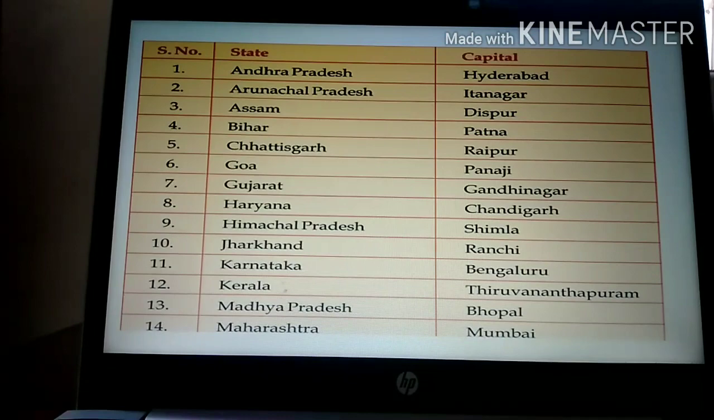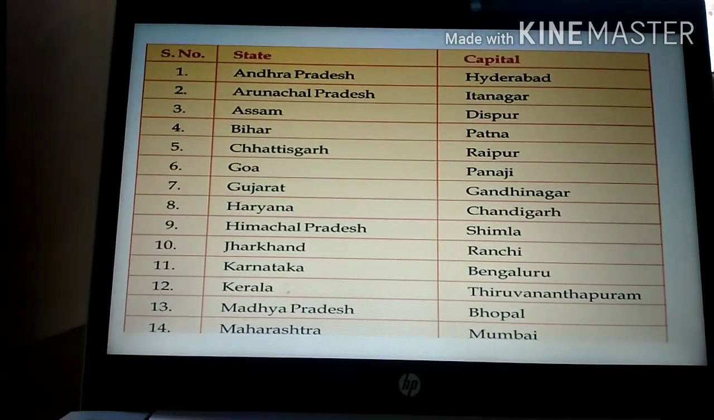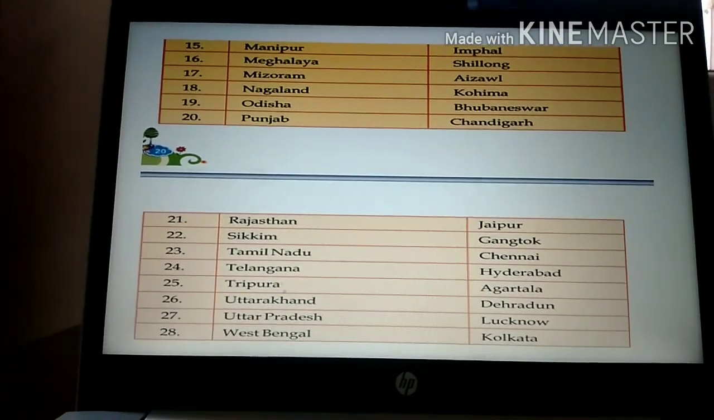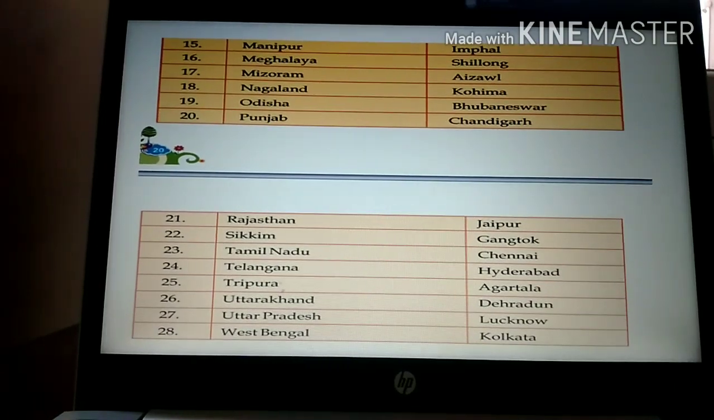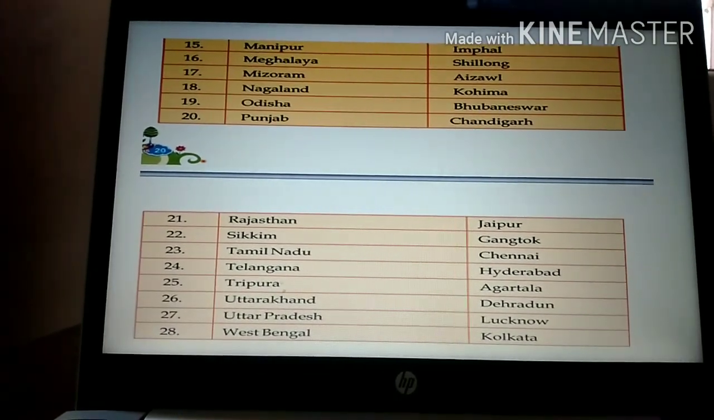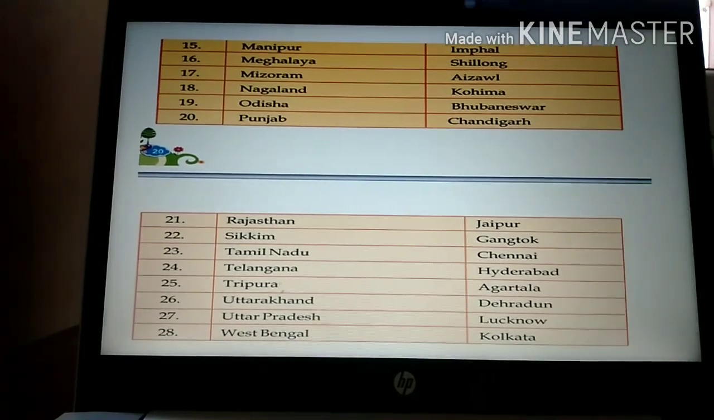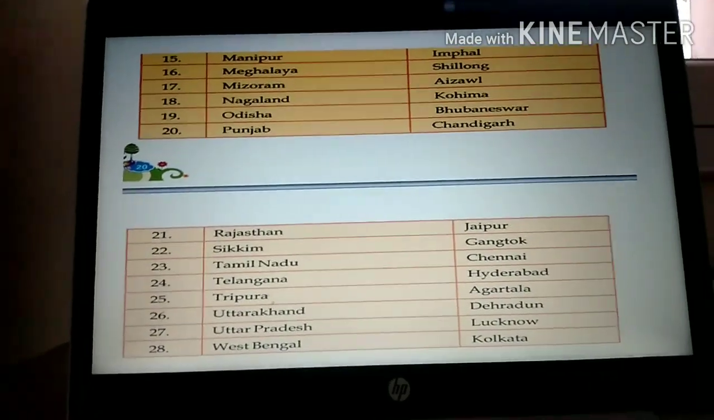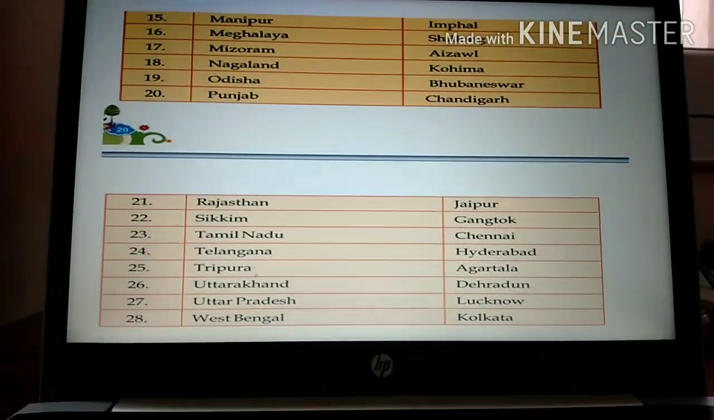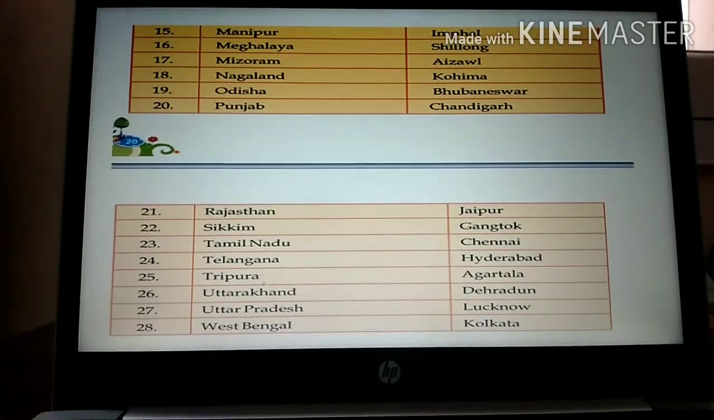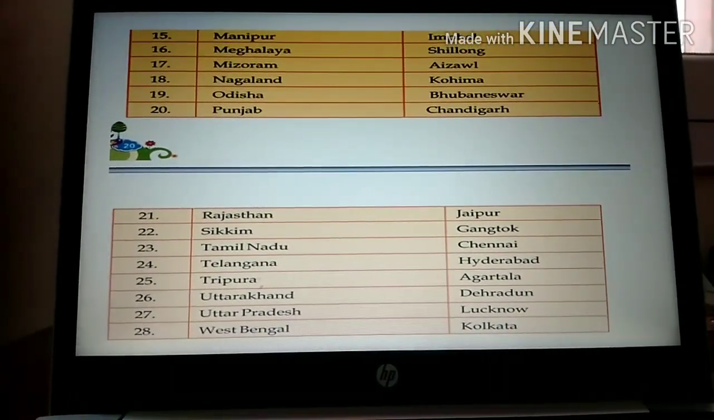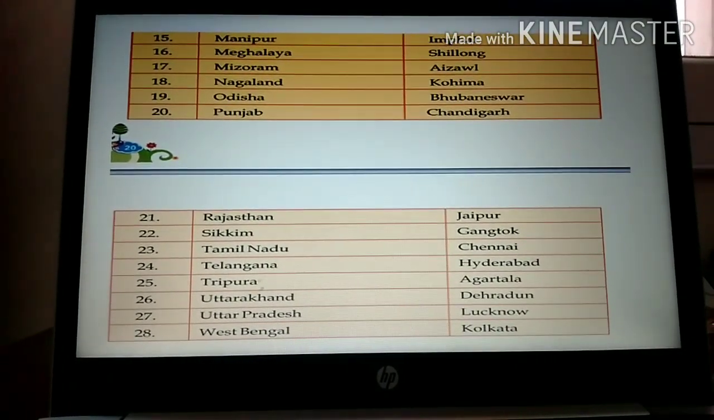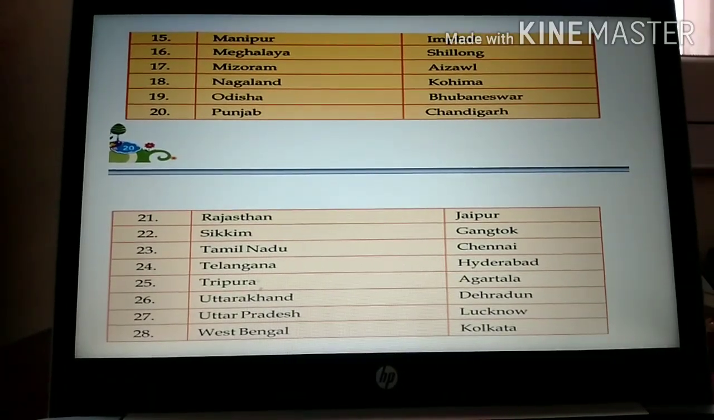Kerala, Thiruvananthapuram. Madhya Pradesh, Bhopal. Maharashtra, Mumbai. Manipur, Imphal. Meghalaya, Shillong. Mizoram, Aizawl. Nagaland, Kohima. Odisha, Bhubaneswar. Punjab, Chandigarh. Rajasthan, Jaipur. Sikkim, Gangtok. Tamil Nadu, Chennai. Telangana, Hyderabad. Tripura, Agartala. Uttarakhand, Dehradun. Uttar Pradesh, Lucknow. West Bengal, Kolkata. There are 28 states in India.